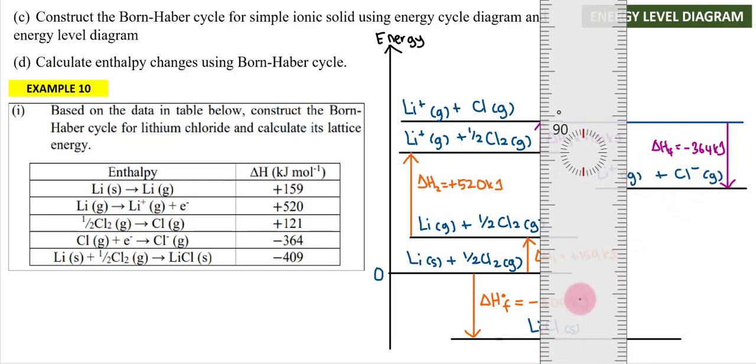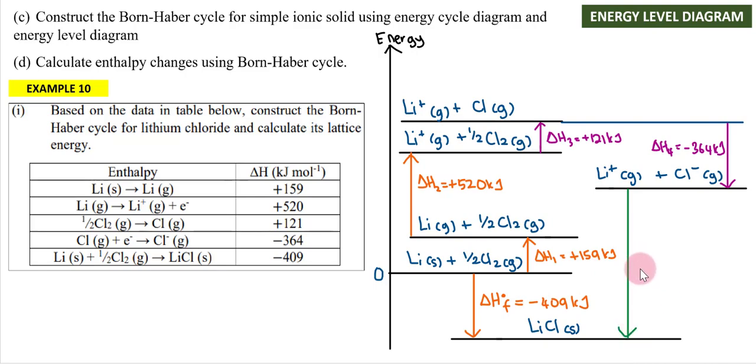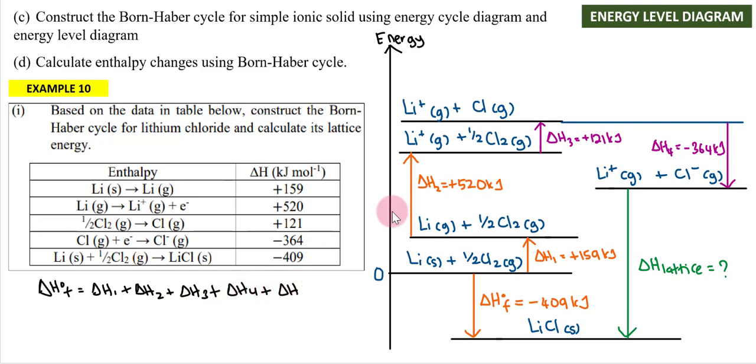The step from gaseous ions to the ionic solid is the lattice energy. The lattice energy for the formation of the bond is a negative, exothermic process, so the arrows will go downward. This one is the lattice energy that we want to find the value of. Then, by applying Hess's law, we know that the enthalpy of formation is equal to delta H1 plus delta H2 plus delta H3 plus delta H4 plus the lattice energy.